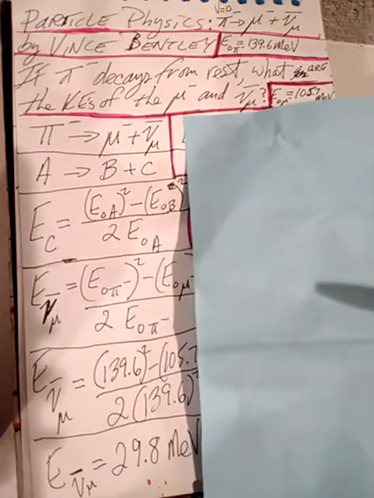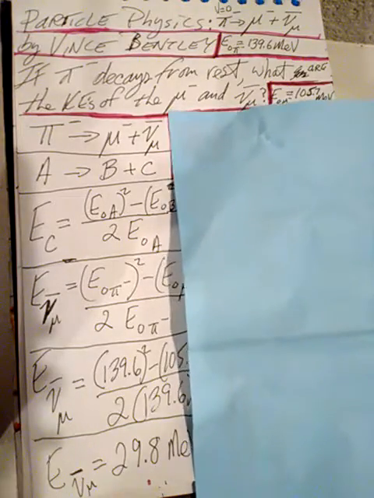Okay, we'll keep a couple of things in mind, and that is that the rest energy of the pi meson is 139.6 mega electron volts, and the rest energy of the mu minus meson is 105.7 mega electron volts. So let's take a look at our reaction here.